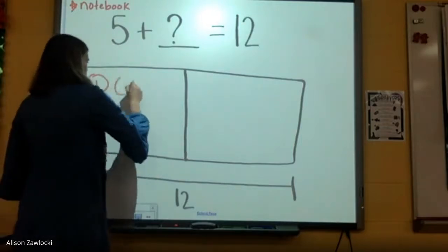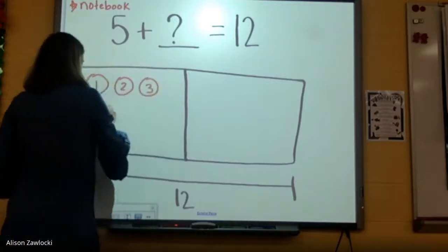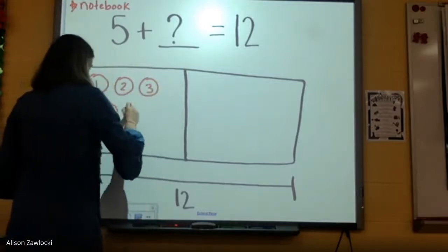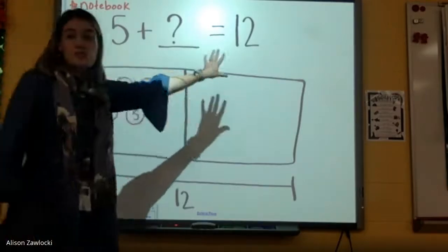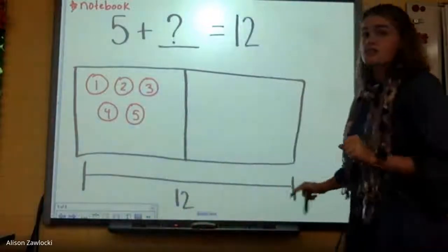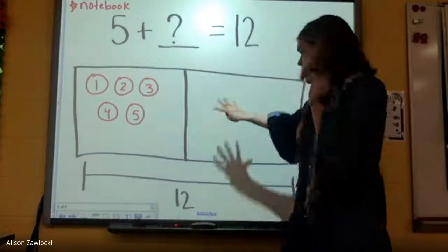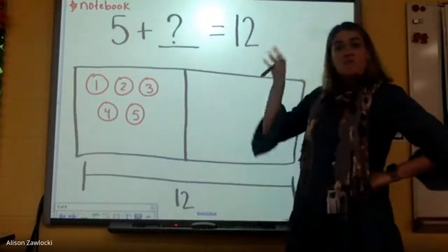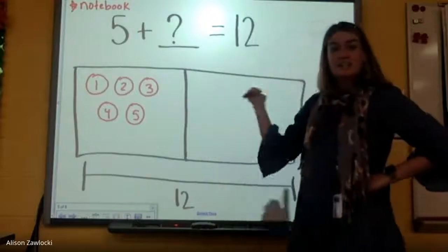1, 2, 3, 4, 5. Okay, so now I need to get to 12. I need to draw counters until I get to 12. So far I've drawn 5 counters. Now, on this part, will I start over by writing 1 in my counter? Will I start all the way over, or will I continue?